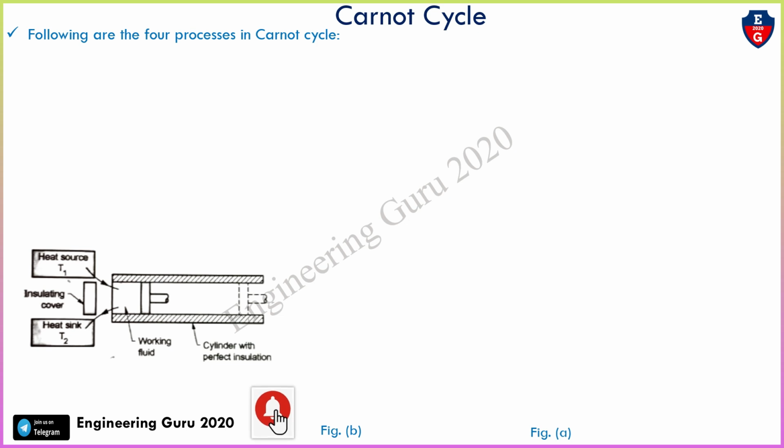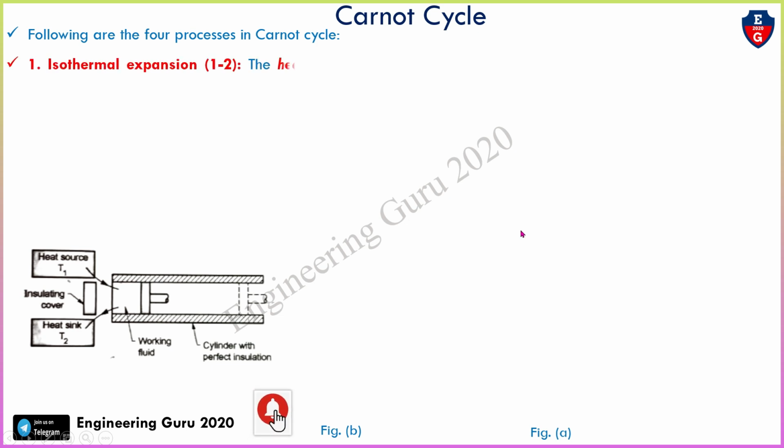First of all, understand the Carnot cycle. Here this is the cylinder with the perfect insulator. So this is one assumption, the cylinder with the perfect insulator. Here this is the working fluid. This is the heat source T1, this is the insulator, and this is the heat sink T2.